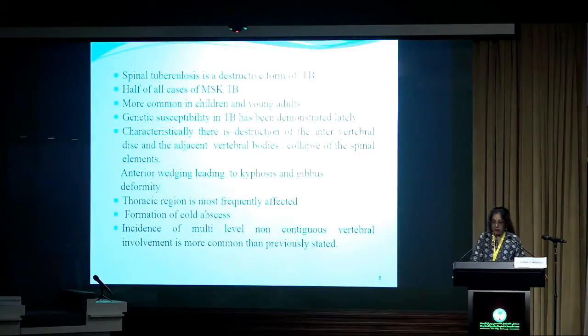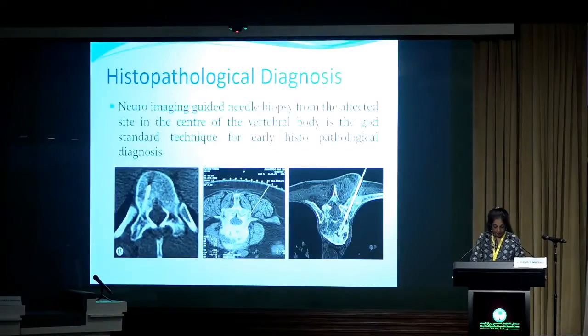The thoracic and the lumbar regions are the most frequently affected. It forms cold abscesses. And non-contiguous involvement of the vertebral bodies is more common than was previously thought. The histopathological diagnosis is the gold standard, where you do a biopsy from the center of the vertebral body.